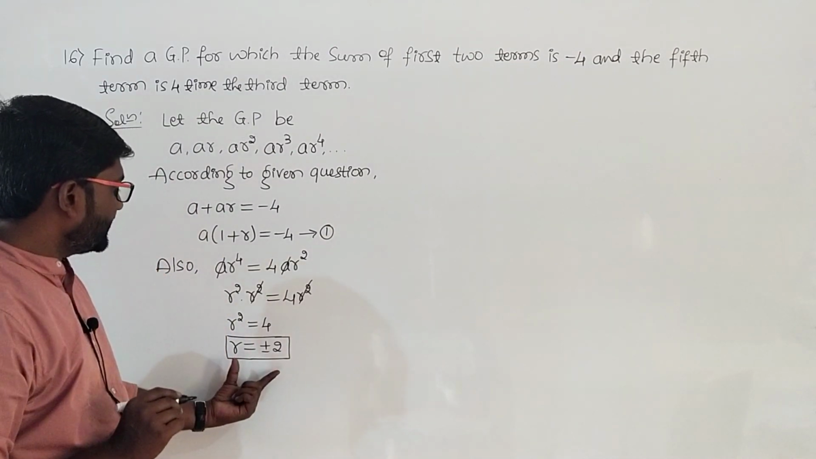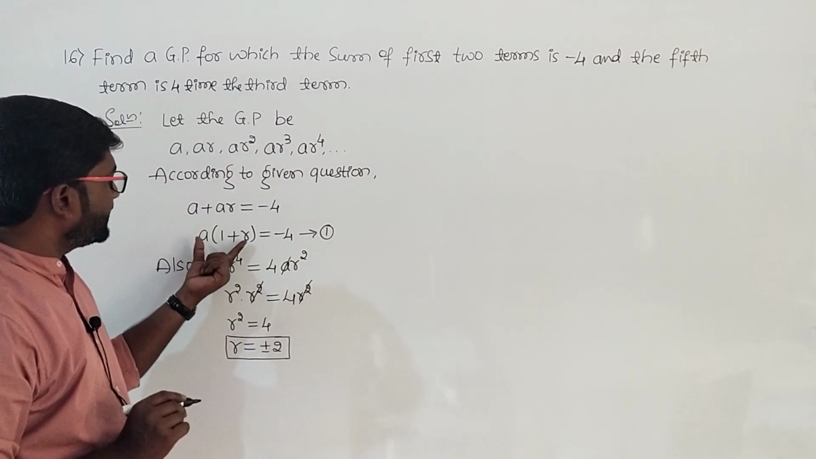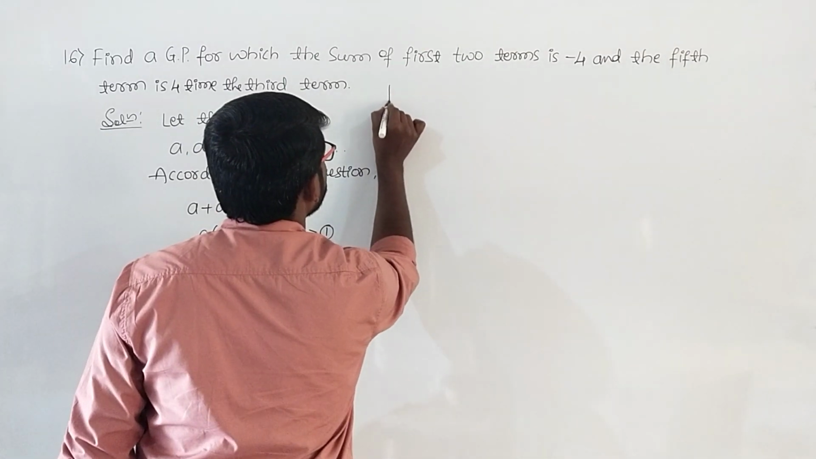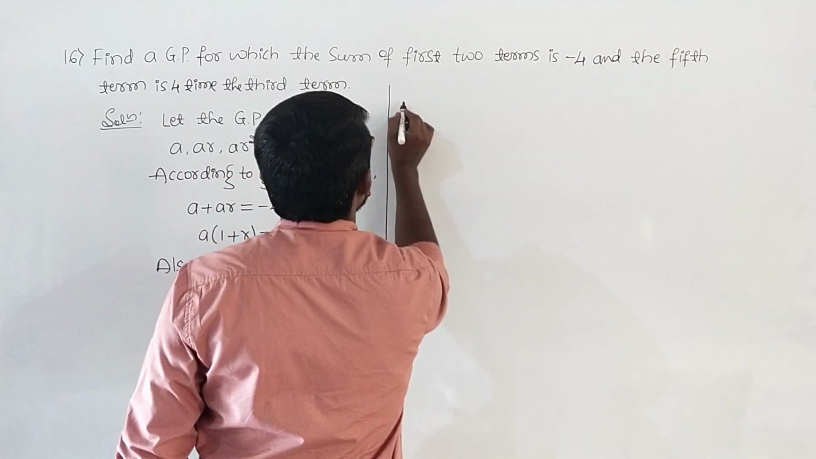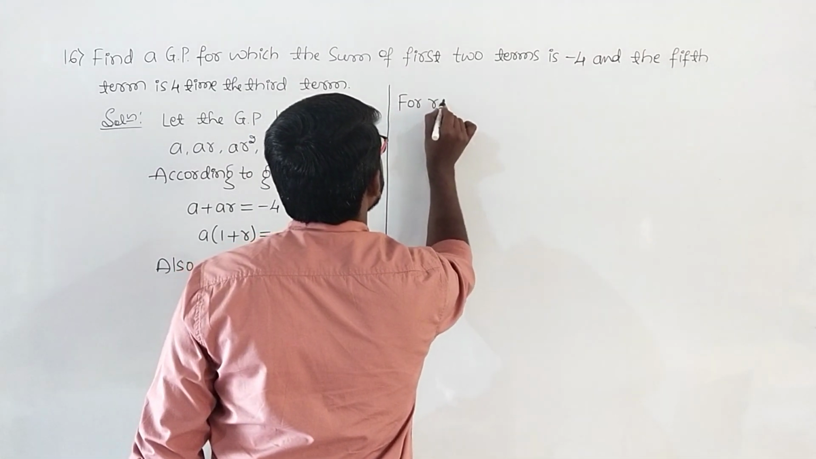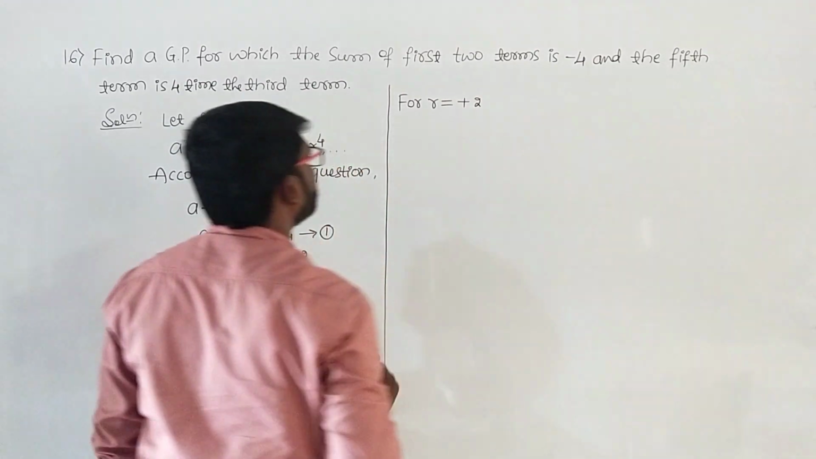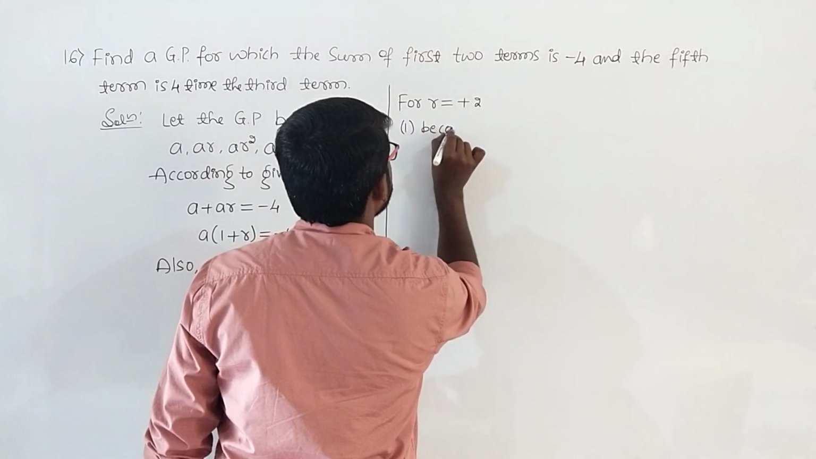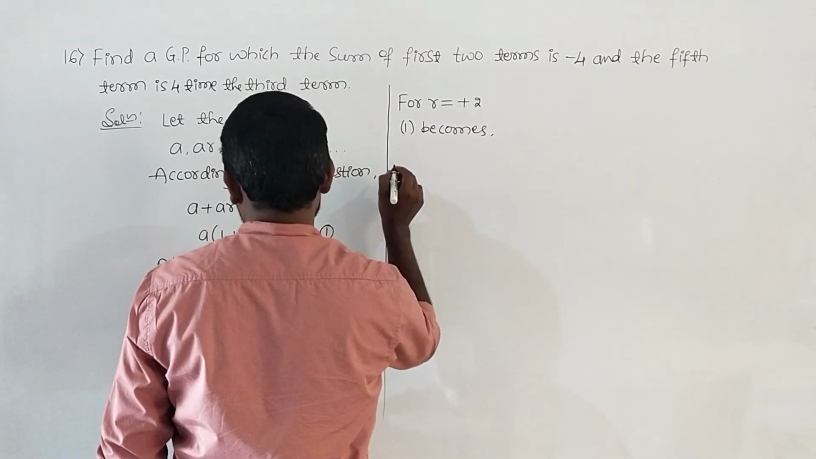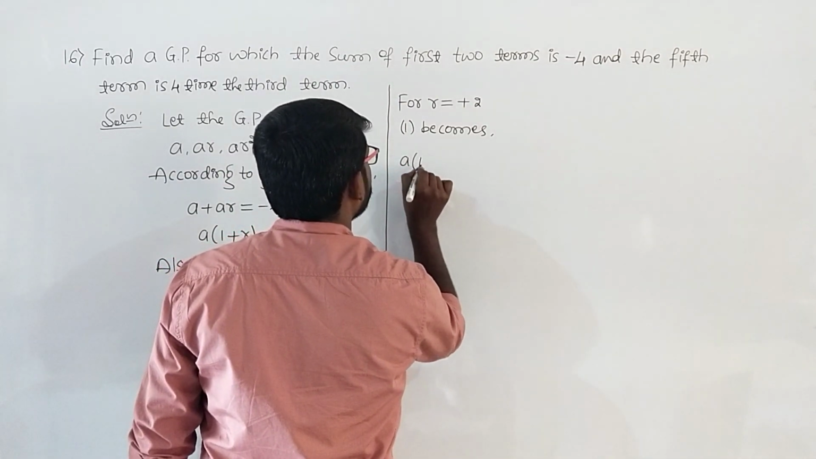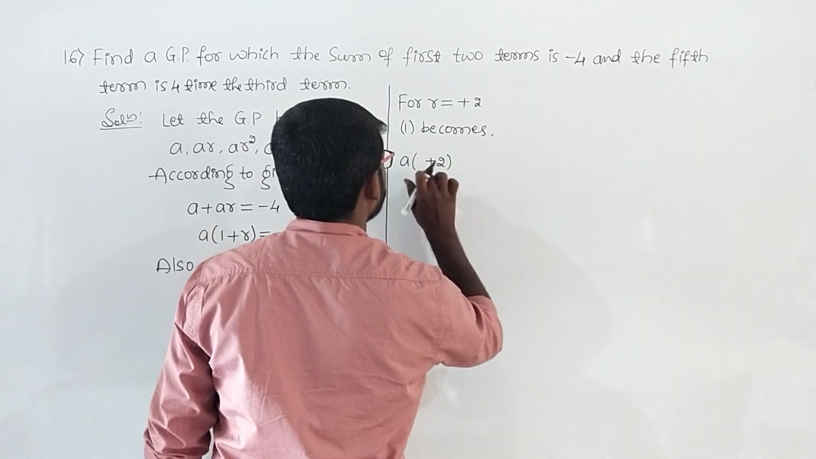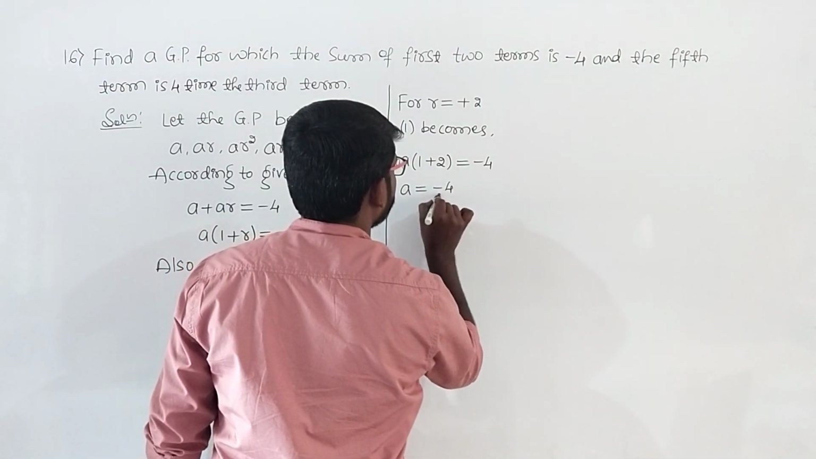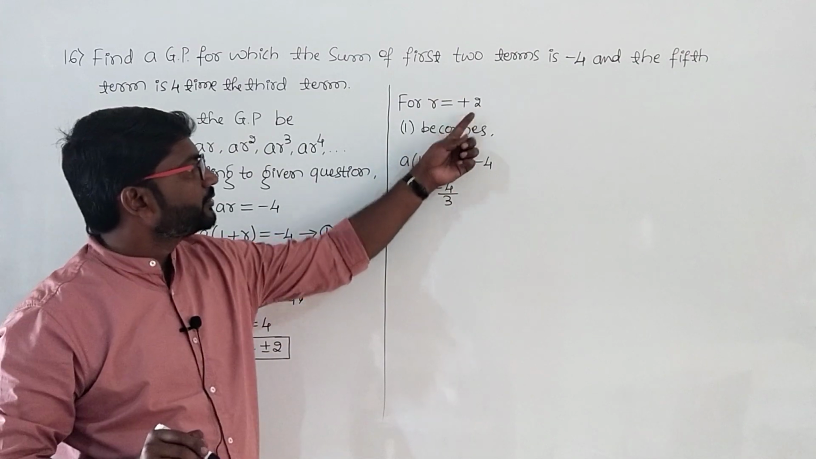So now substitute R equal to plus 2 in this equation, you get the value of A. So for R equal to plus 2, equation 1 becomes A into the bracket 1 plus 2, which is equal to -4, and then A is equal to -4 by 3. 1 plus 2 will be 3. So for R equal to 2, A is minus 4 by 3.